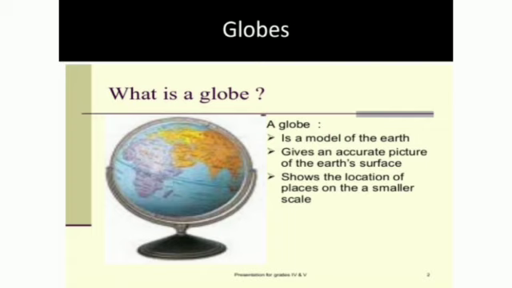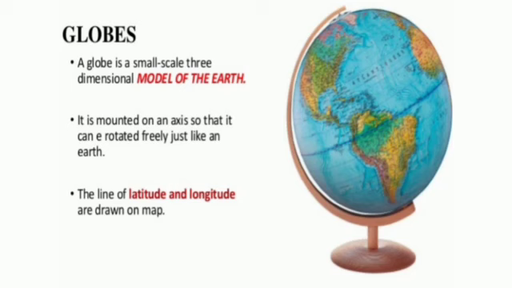Globes help us to see what the Earth looks like, but there are some problems when we use globes, and there are also some advantages. So these are small points on globes. First point, a globe is a small scale three-dimensional model of the Earth. It is mounted on an axis so that it can be rotated freely just like the Earth. The lines of latitude and longitude are drawn on the globe.